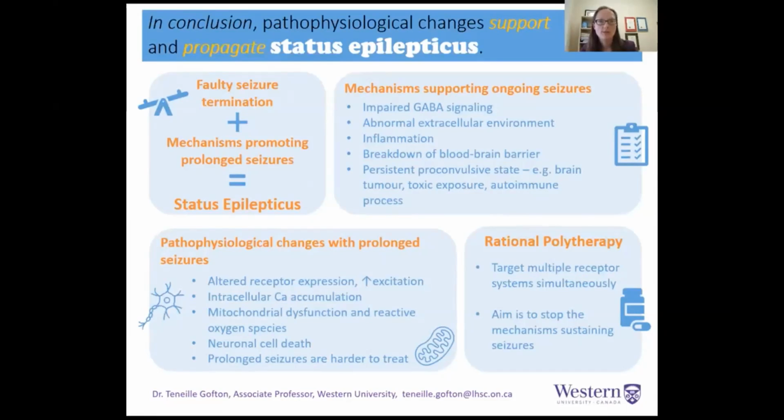And rational polytherapy is being investigated with the idea that we target multiple receptor systems simultaneously with the goal of stopping the mechanisms that are sustaining status and causing damage in the future.